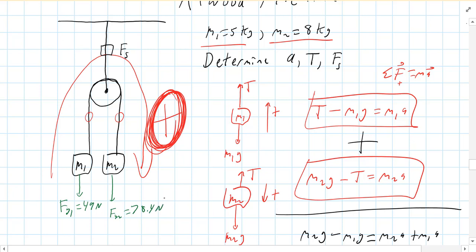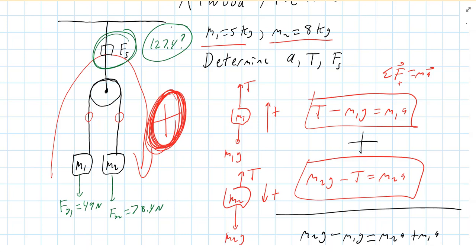Now, if I then ask, hey, what does the spring scale measure? A common error that people will make is they'll say, oh, it's 49 plus 78.4. And if you take 49 plus 78.4, you get 127.4. So will the spring scale read 127.4? Well, it turns out, no, it will not say 127.4 newtons, okay? So what will it say, all right?